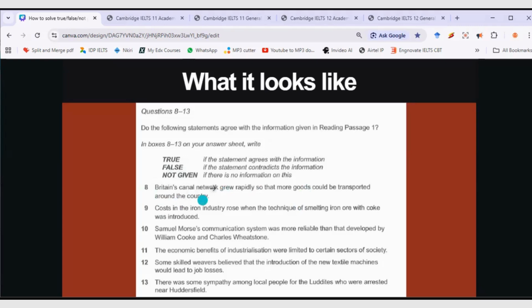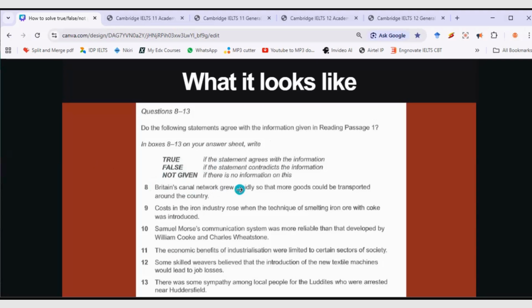So this is a statement. Your job is to check the passage and see whether this statement is in line with what is in the passage. Look at what they wrote here, true, agrees with. If this statement agrees with what we have in the passage, then the answer to number 8 is going to be true. In other words, did Britain's canal network grow rapidly?